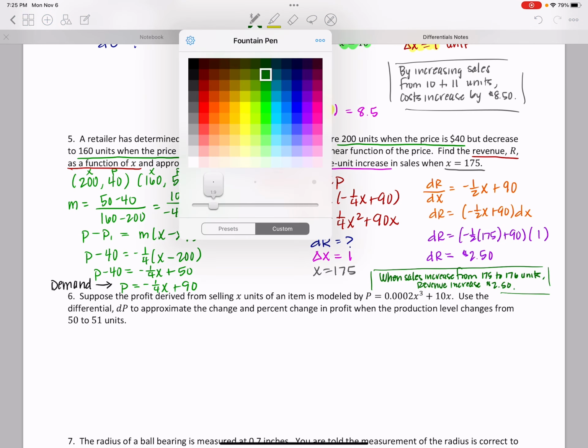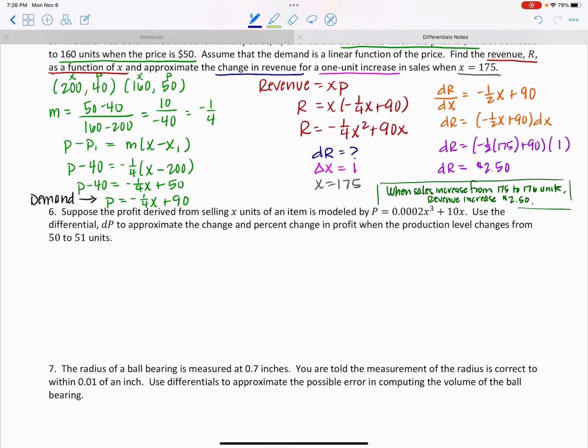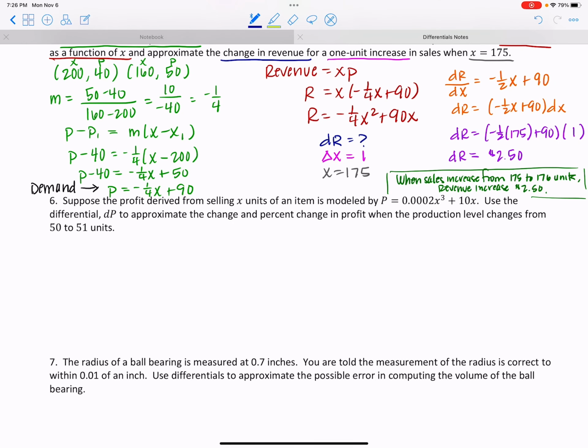Okay, let's look at another example. Next one. Suppose the profit derived from selling x units of an item is modeled by p equals 0.0002x cubed plus 10x. Use the differential dp to approximate the change and percent change in profit when the production level changes from 50 to 51 units. So we know we're trying to find dp. We know that we're going to go from 50 to 51 units, so the change in x, or dx differential of x, is going to be 1.